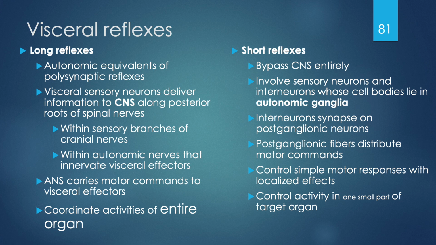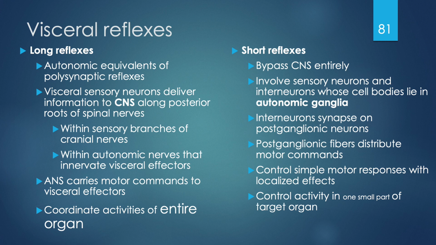So the autonomic nervous system will be able to take this information and carry the motor commands out to the visceral effectors to make a change. So the long reflexes take the central nervous system and this long process by which they're able to coordinate the activities of an entire organ altogether.